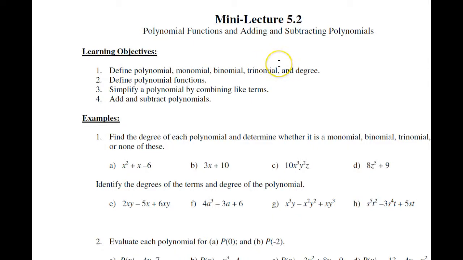Going on to topic 2 of chapter 5 as we move along. We're going to look at polynomial functions and adding and subtracting polynomials. We want to define a polynomial, a monomial, a binomial, a trinomial, and degree. We want to define a polynomial function, simplifying them by combining like terms. We did some of this in chapter 2, and then add and subtract polynomials.